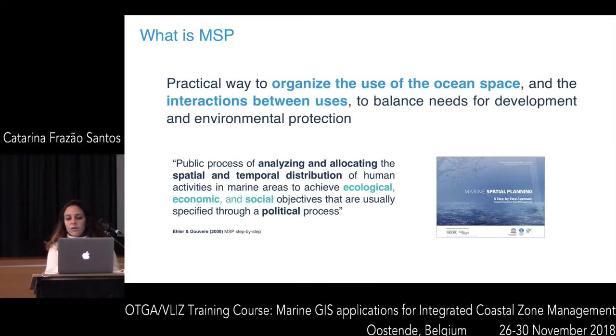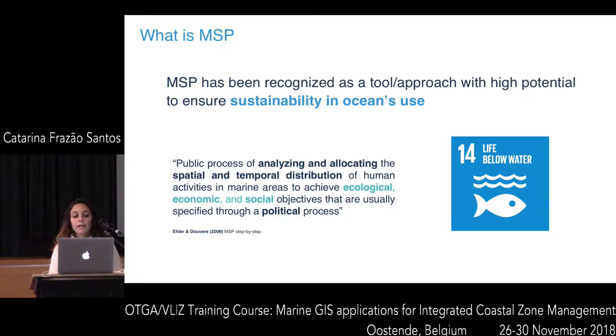So all these definitions end up referring to a process of organizing and managing the distribution of ocean uses in space and time in order to reduce conflicts between uses and between uses and the environment. And indeed, in one of the most common definitions from the UNESCO guidelines, the three pillars of sustainability are mentioned. It is stated that MSP is intended to achieve objectives from the ecological dimension, economic dimension, and social dimension. And so marine spatial planning has been recognized as a tool or an approach with high potential to ensure sustainability in oceans use.